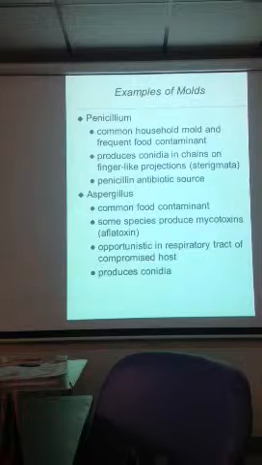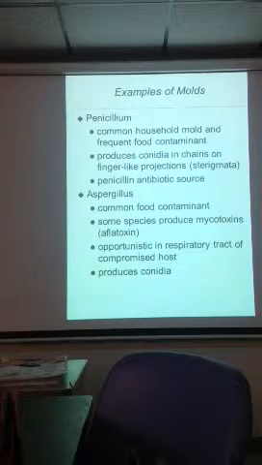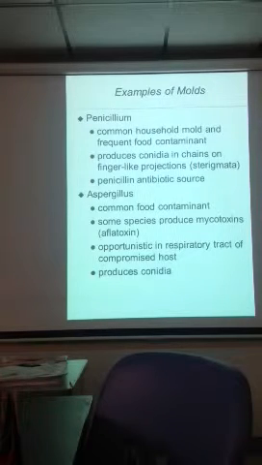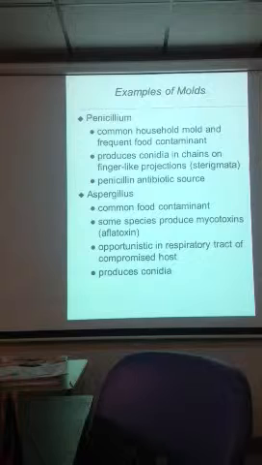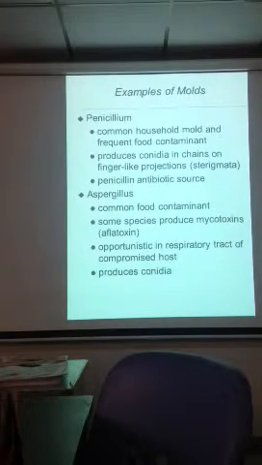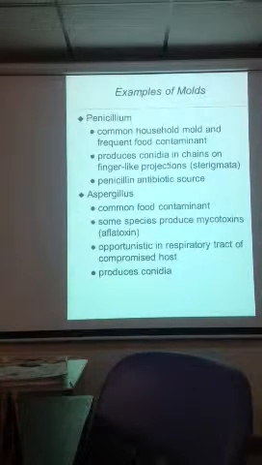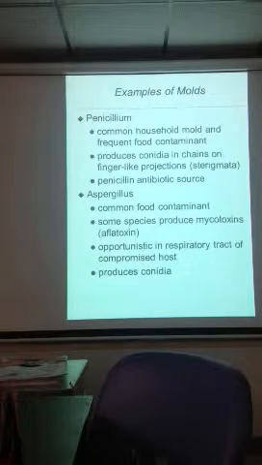Penicillium. So a lot of you are familiar with this. This is a common household mold. It has that greenish color. It's a frequent food contaminant. You can find it, for example, on citrus, like on the skin. In fact, there are some slides that we're not going to look at, but they actually just took the fungus from orange peels and used that as their sample. This one produces cnidia in chains that have these finger-like projections.